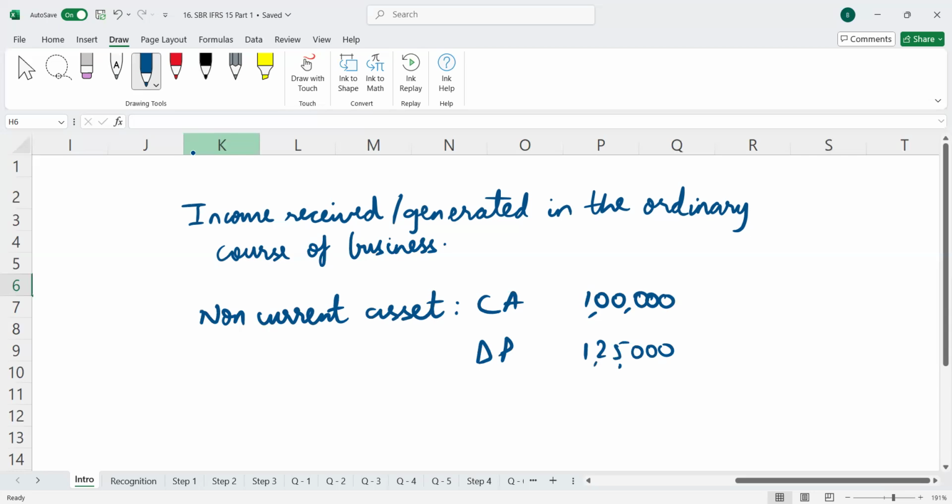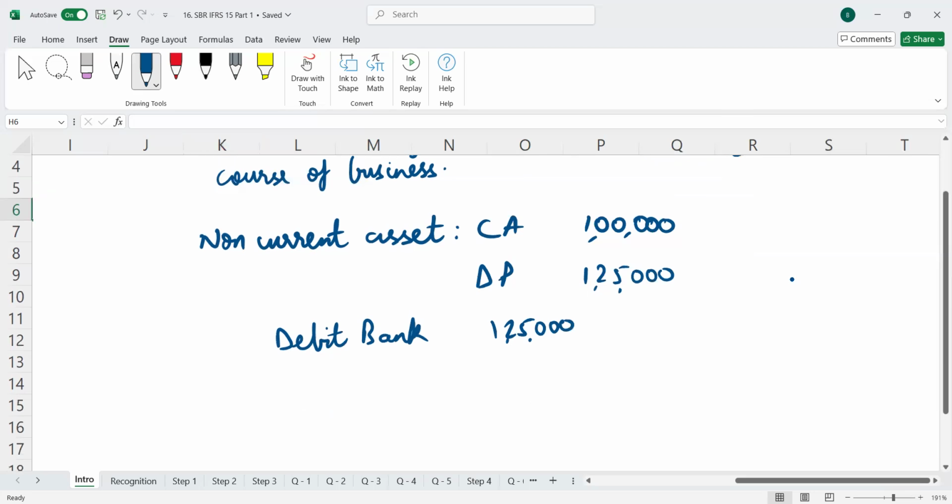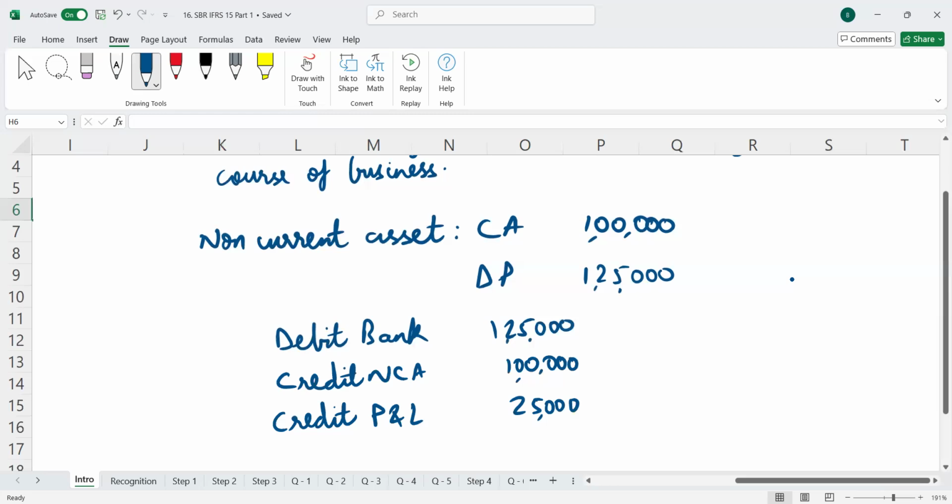Firstly, I will pass the journal entry. Debit bank 1,25,000. Credit non-current asset, 1 lakh, that is the carrying amount. And I will be crediting my profit on disposal in the PNL, 25,000. So the conclusion is, if I dispose of an asset, it is not recognized as revenue. Even if I write this in PNL, it will be classified as other income and not as my revenue, because buying and selling non-current assets is not my ordinary course of business.